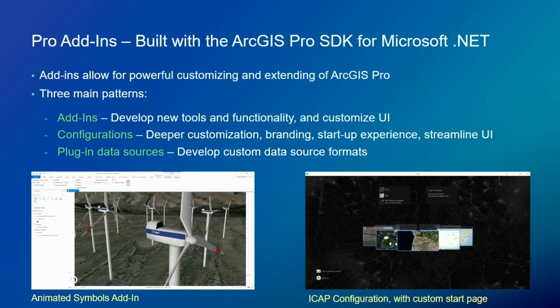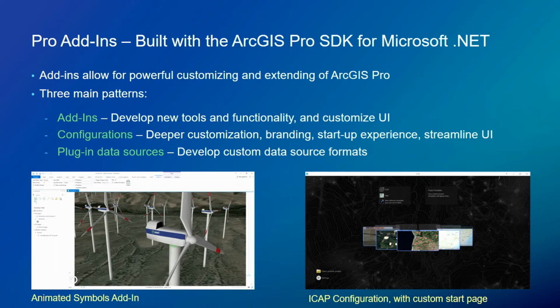So Pro add-ins are built with the Pro SDK. And they allow you to have powerful customizing and extending capabilities. There's 3 main patterns. The first is traditional add-ins, which allows you to develop new tools, capabilities, really have a lot of control over customizing the user interface. The screenshot on the left is of the animated symbols add-in. And this is essentially a new add-in that the MapX team came out with last year for animating in-place symbols and doing that through a very easy workflow.